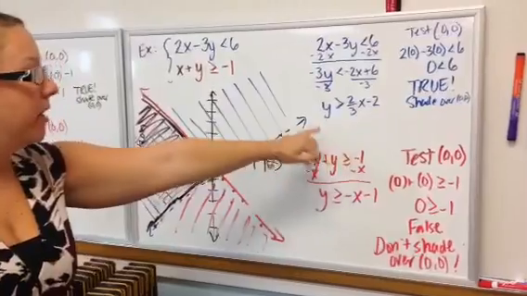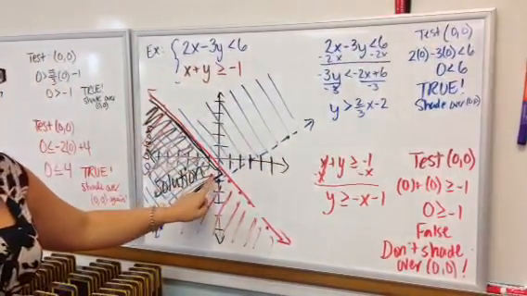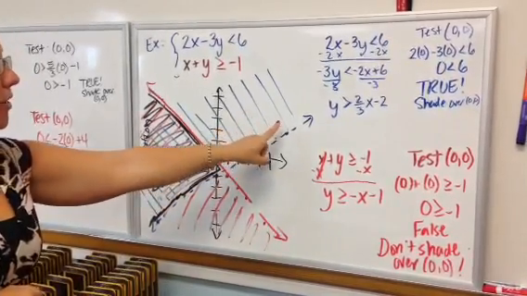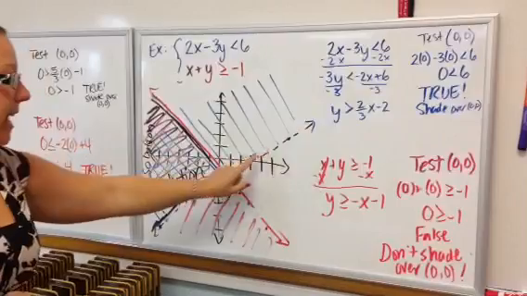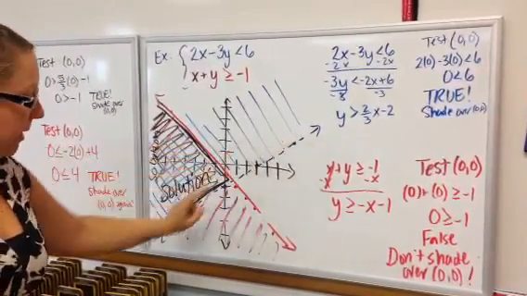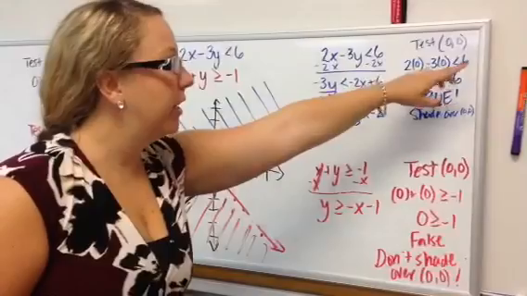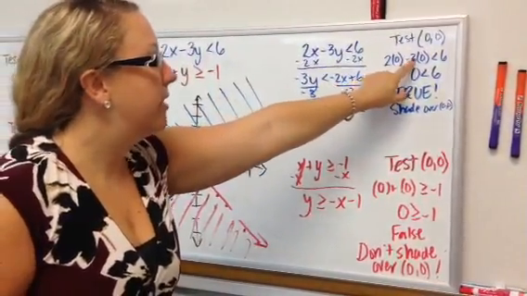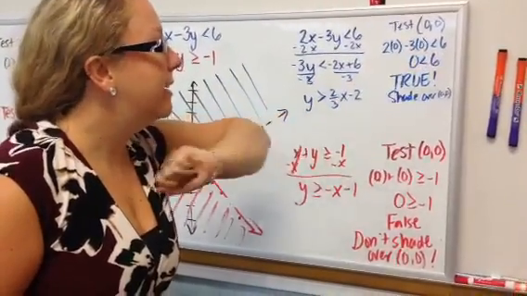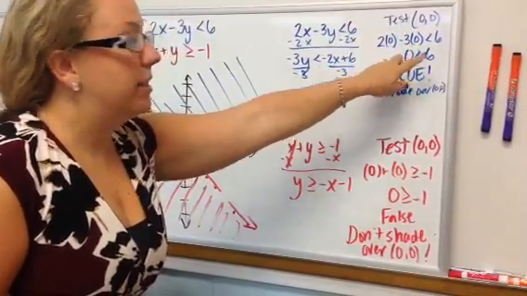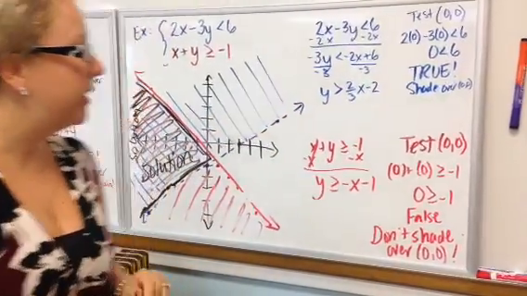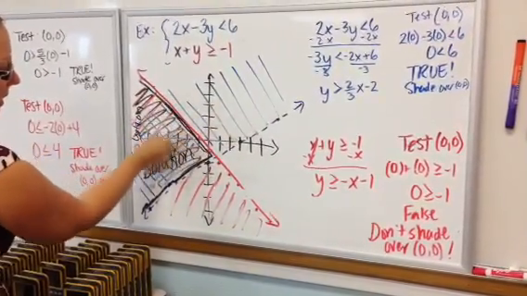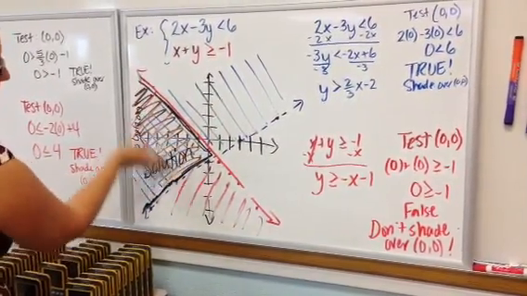I'm going to start by graphing that. So my y-intercept is negative 2. My slope is 2/3, so I go up 2, right 3, up 2, right 3. And because it's greater than, I have my dashed line. Plugging in my 0, 0 point, 0 for x and 0 for y, I have 2 times 0 minus 3 times 0 is less than 6. And simplifying, I get 0 is less than 6, which is true, so I want to shade over 0, 0. So this is this blue shading. Everything above that line gets shaded in because that's where your 0, 0 point is.